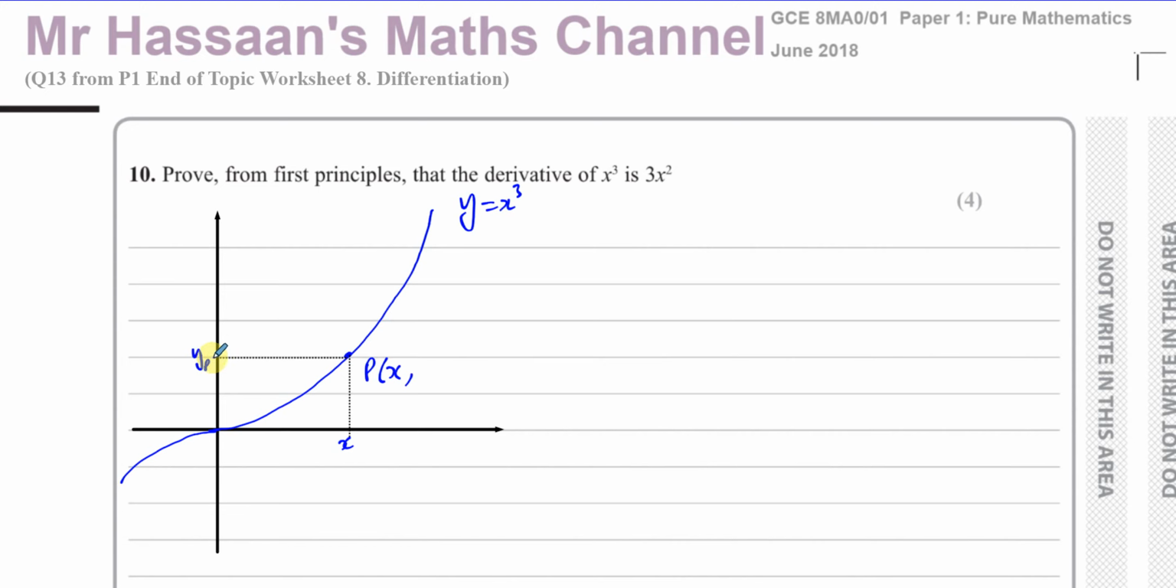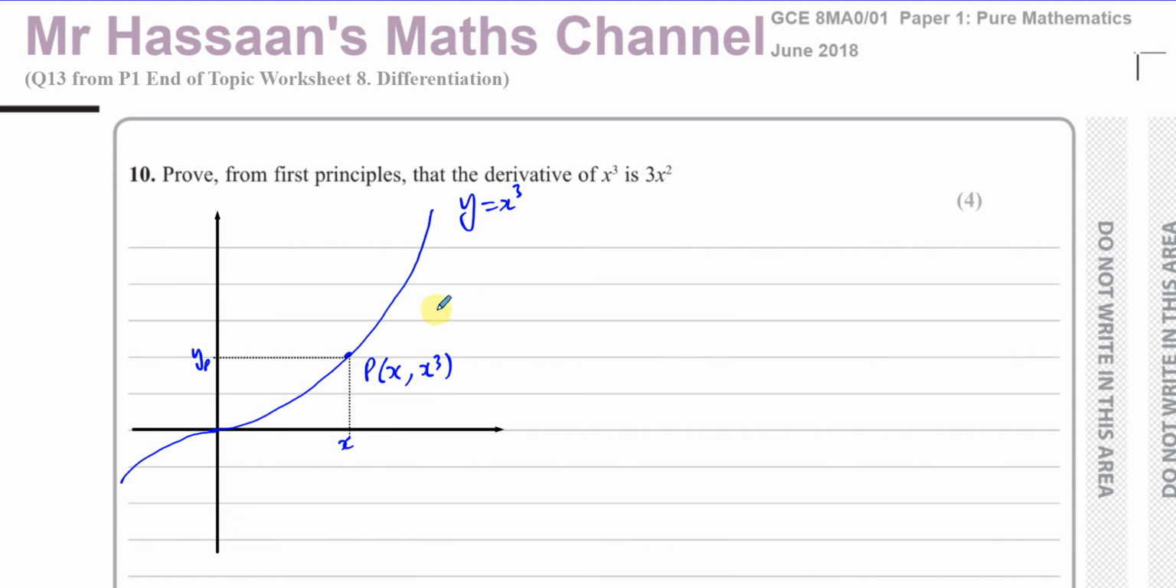Now, the y coordinate of P in terms of x is what happens when you replace the x with the coordinate. Like if x was 2, this would be 8. If x was 4, this would be 64, 4 cubed. So if I call the x coordinate x, the y coordinate in terms of x will be x cubed. That's what comes out of the function when you put x into the function.